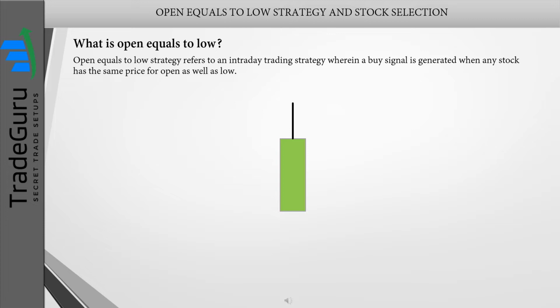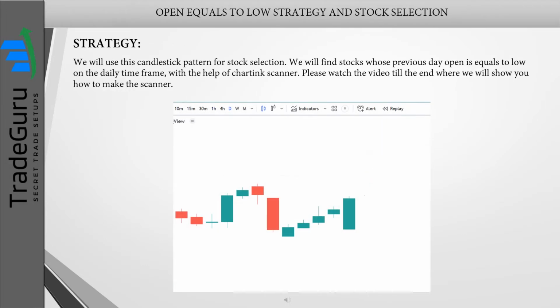Open equals to low strategy refers to an intraday trading strategy wherein a buy signal is generated when any stock has the same price for open as well as low. We will use this candlestick pattern for stock selection. We will find stocks whose previous day open is equal to low on the daily time frame with the help of Chartink scanner. Please watch the video till the end where we will show you how to make the scanner.